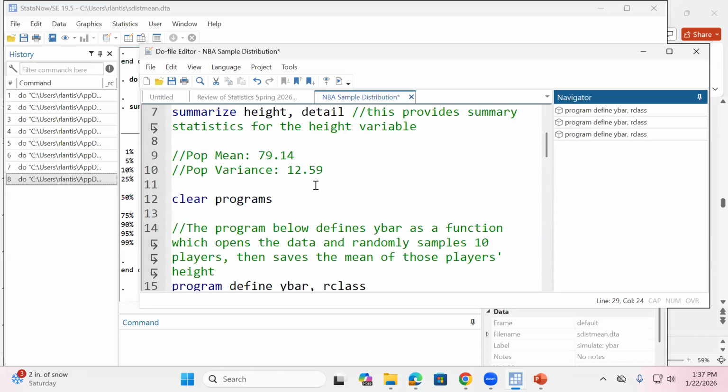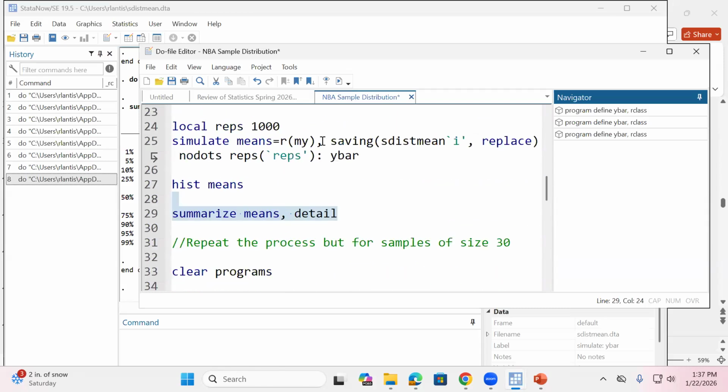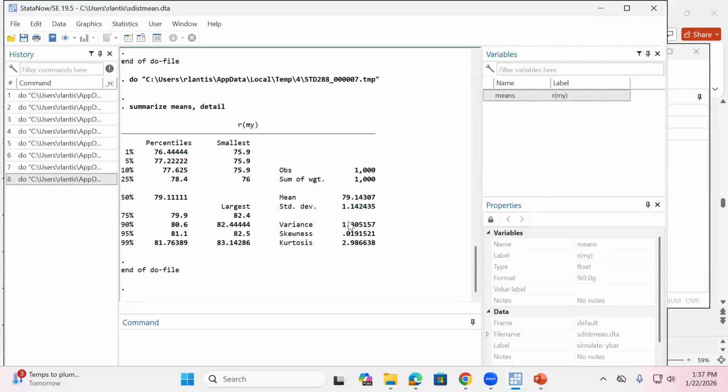So what did we say that variance was earlier? 12.59. Okay, I remembered correctly. That's good. My brain's not devolving too much with age. So if I summarize this, what variance do I get for those sample means? It should be 12.59 divided by 10, or approximately 1.259.